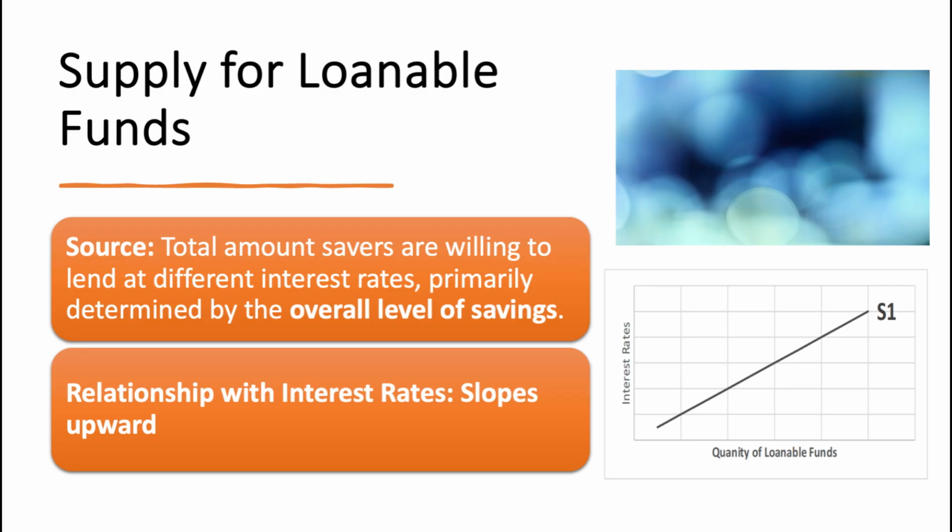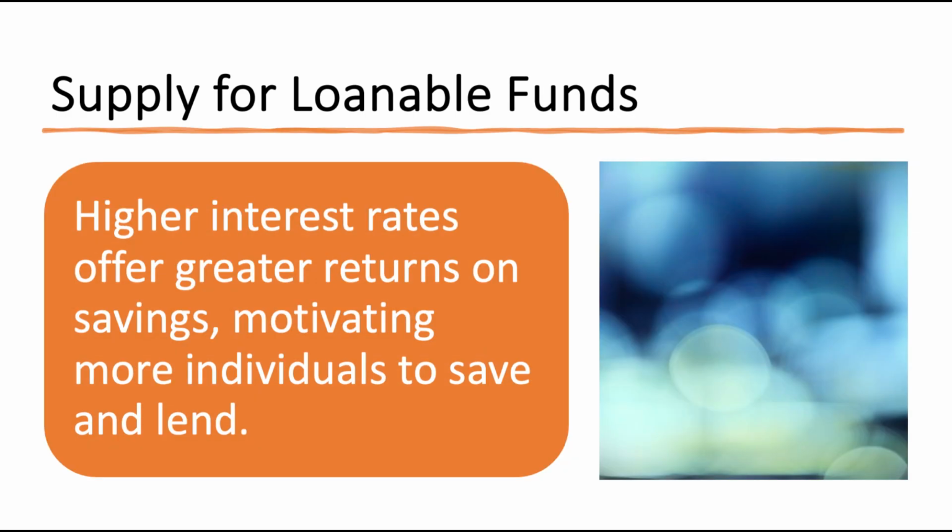In summary, the supply of loanable funds reflects the willingness of savers to lend, and it increases as interest rates rise. When interest rates are higher, people are encouraged to save more because they earn a greater return on their money. For example, if a savings account offers 2% interest, you might not feel very motivated to save, but if it increases to 6%, the reward is much more attractive.